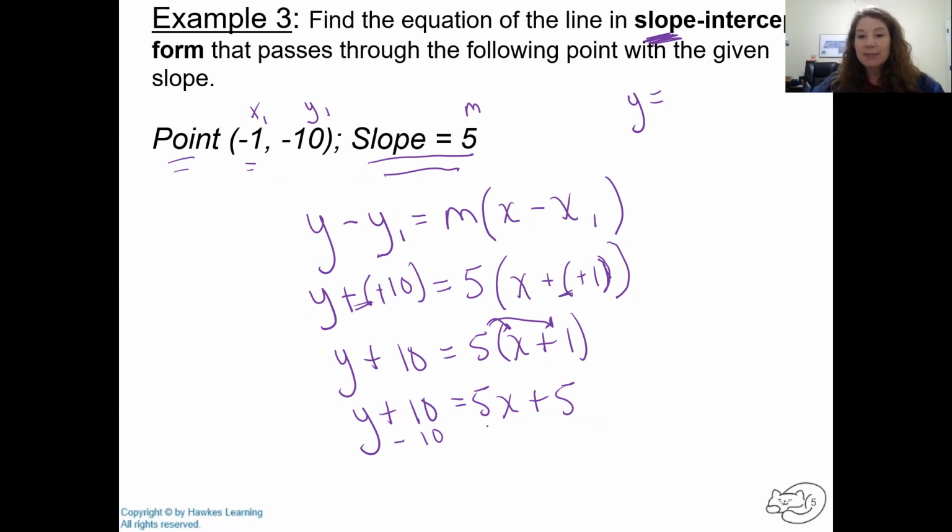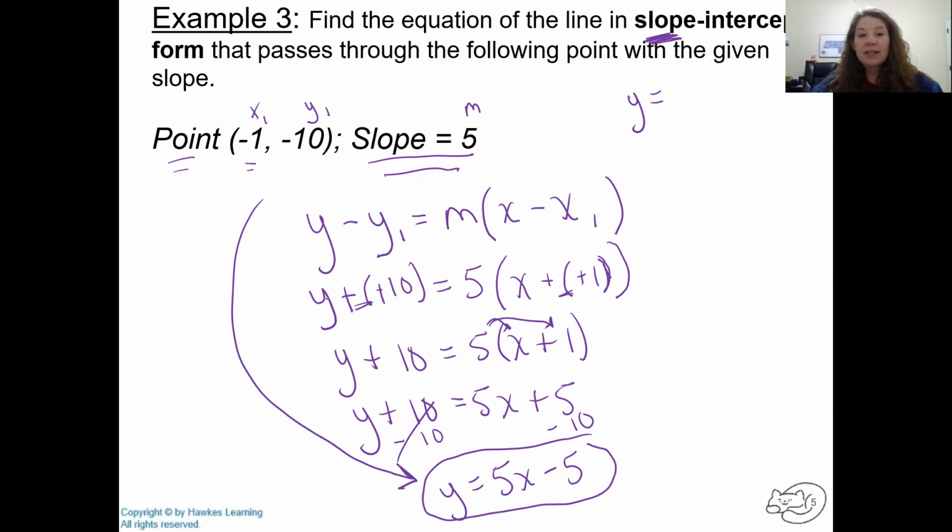You're not allowed to subtract a whole number that doesn't have a variable away from a number with a variable. So the only thing I can subtract 10 from is the plus 5. So that's gone. I'm left with y is equal to, bring down my 5x, and then 5 minus 10 is -5. So that is the answer. So if I have a point here and there's a slope of 5, which talks about the steepness of the line, then this will be my linear equation.